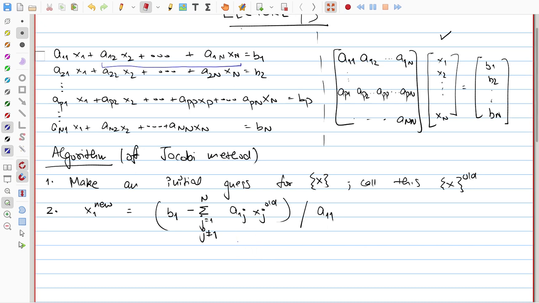Similarly, I could write x2, the new value of x2. So the idea is that to calculate x2, I will be using the second equation. So what I do is, except the term a22 x2, I move everything to the right hand side, and whatever is on the right hand side, I use the old values of x.